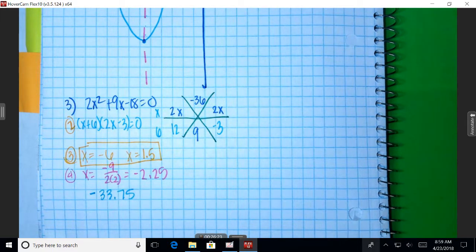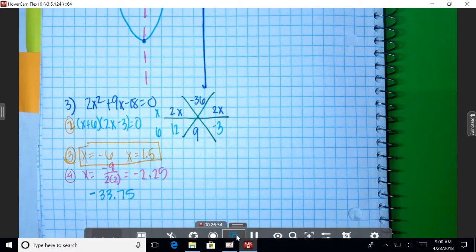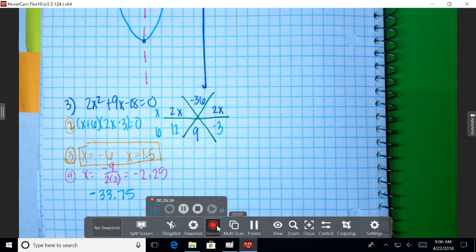If you can do number 4, you have no homework tonight. And then tomorrow we're putting it all together. The graphing, the factoring, solving, all the goods.